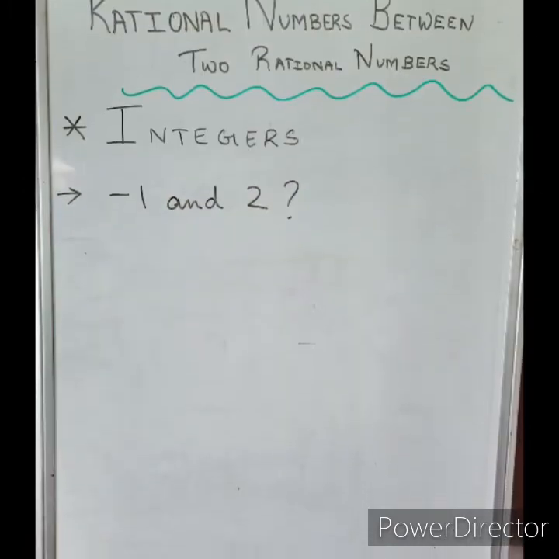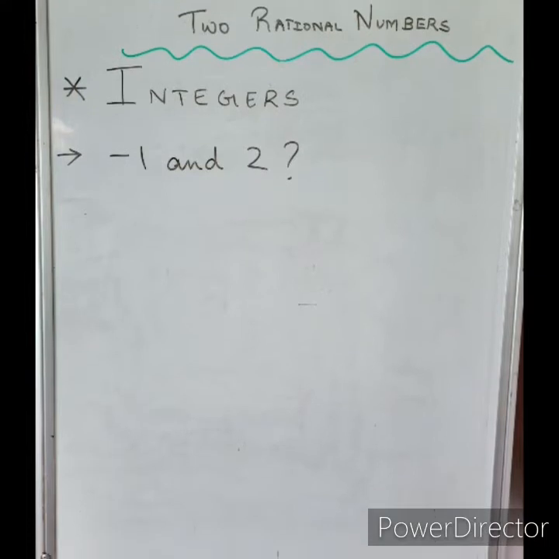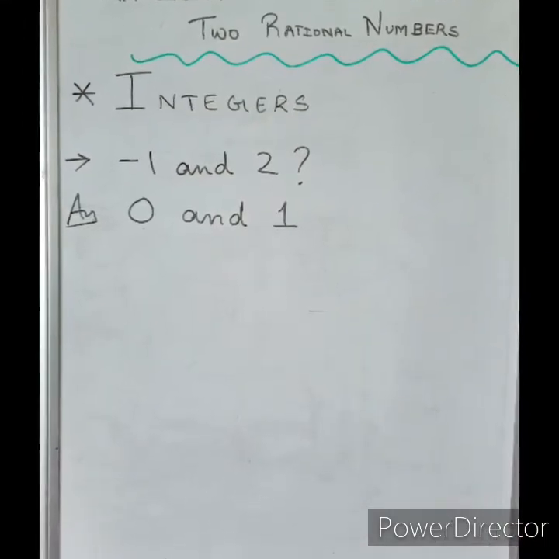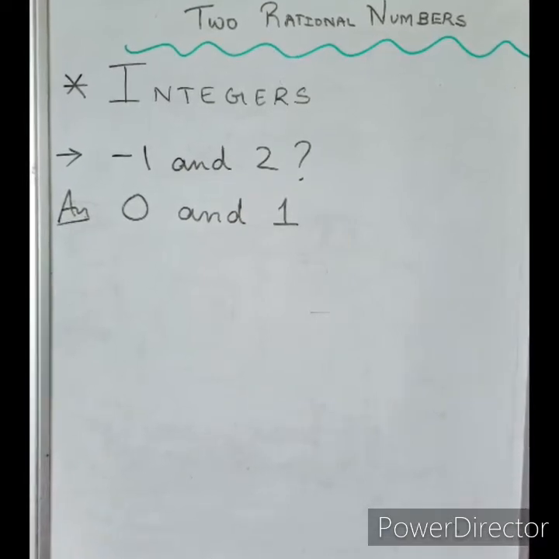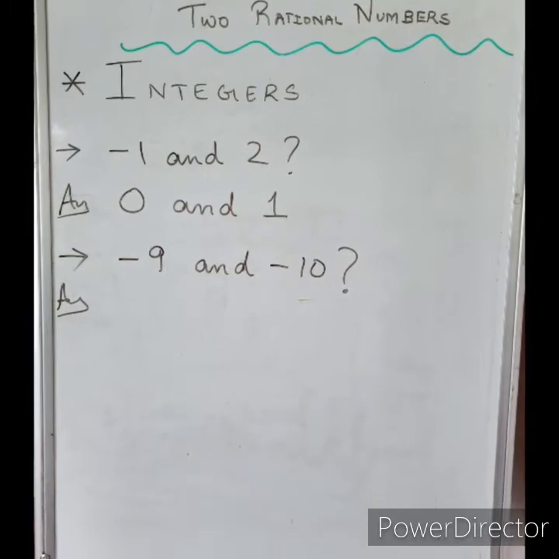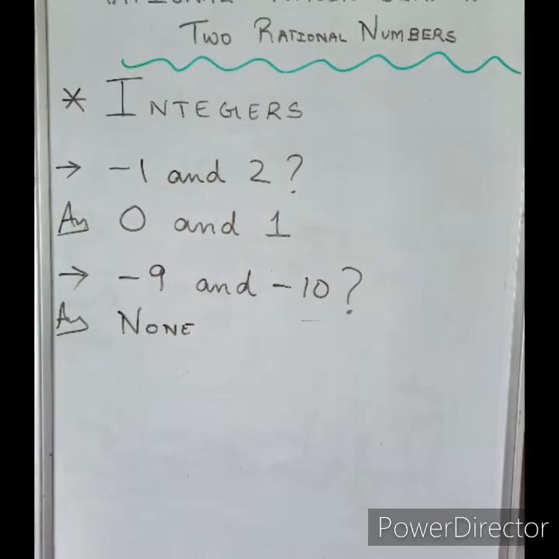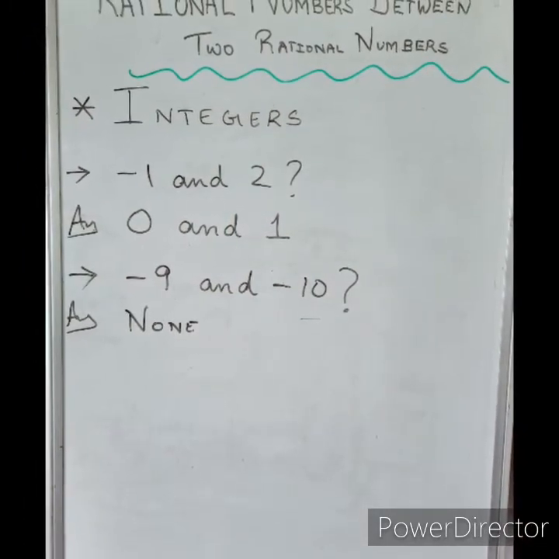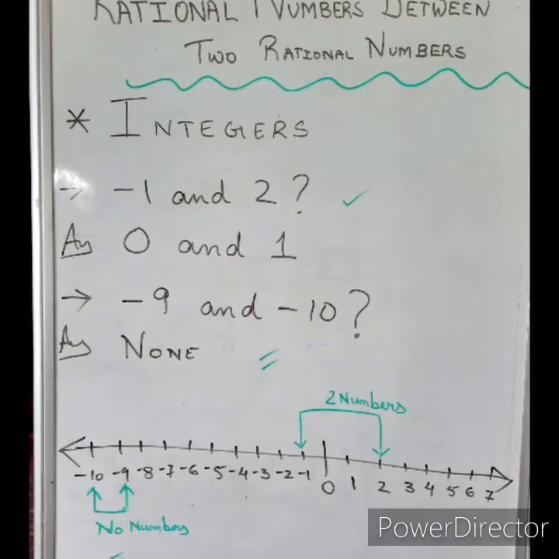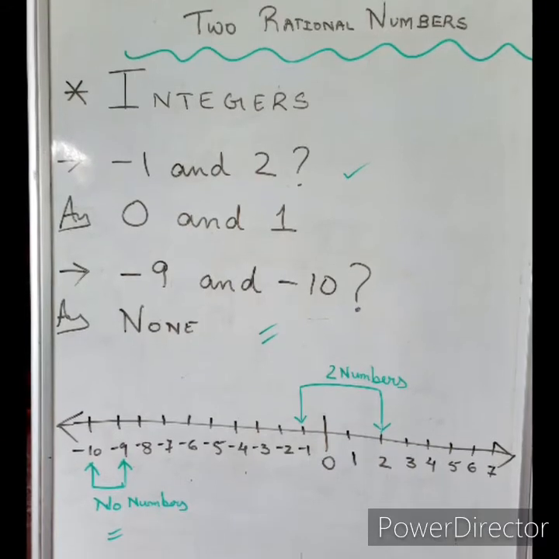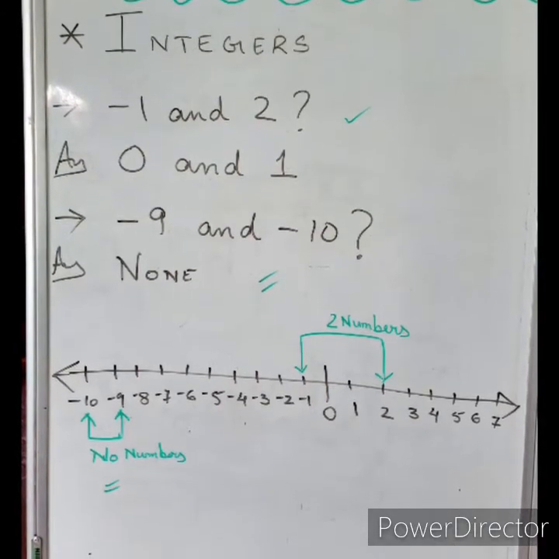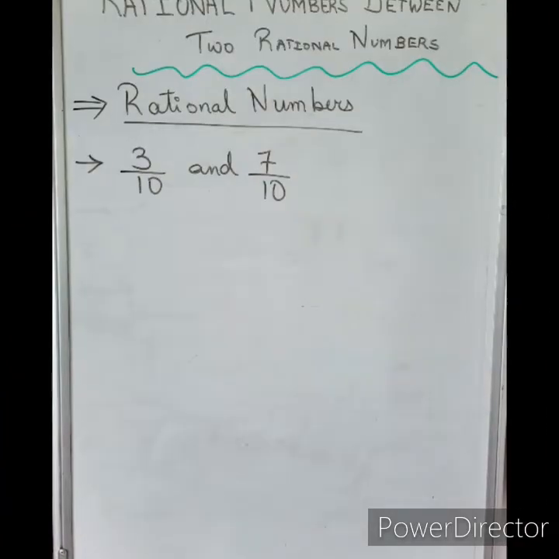Let's look at the integers -1 and 2. Yes, 0 and 1 are the numbers between -1 and 2. -9 and -10. There are no numbers between -9 and -10. If we have a look at the integer number line below, we will find there are no numbers between -9 and -10. So, there are fixed sets of numbers in natural and integer numbers.